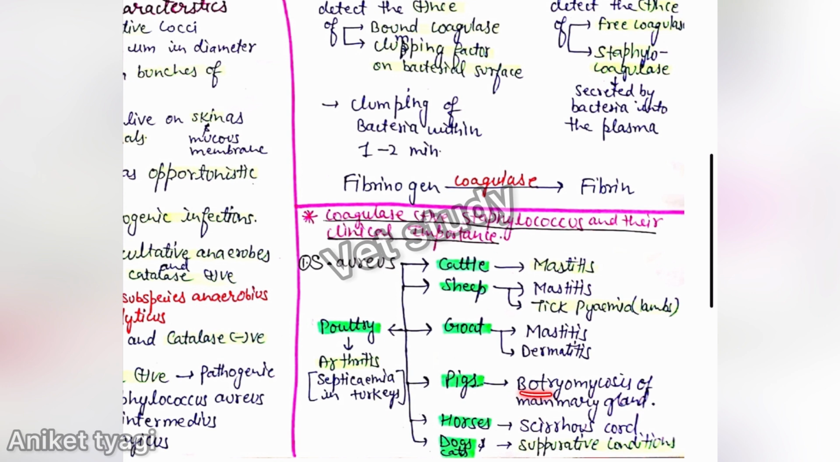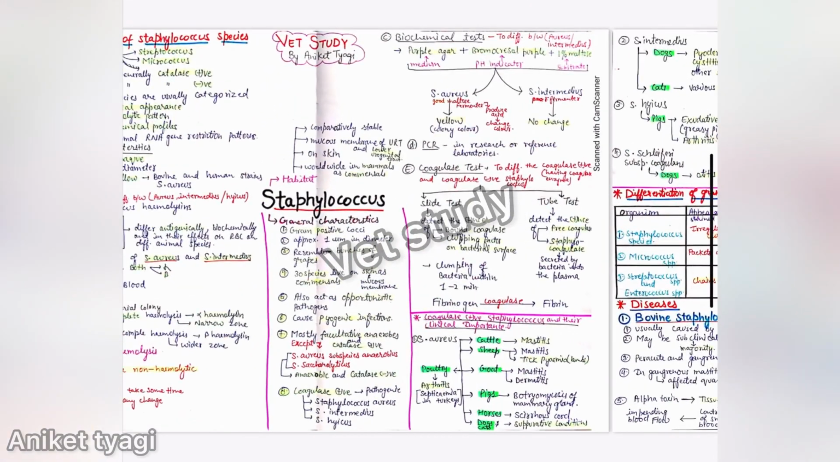In pigs, botryomycosis, and in dogs suppurative conditions, scirrhous cord in horses. So these terms are very important, okay. And in goats they cause mastitis, dermatitis. In case of poultry they cause arthritis, septicemia in turkey, okay. So this is the general things.